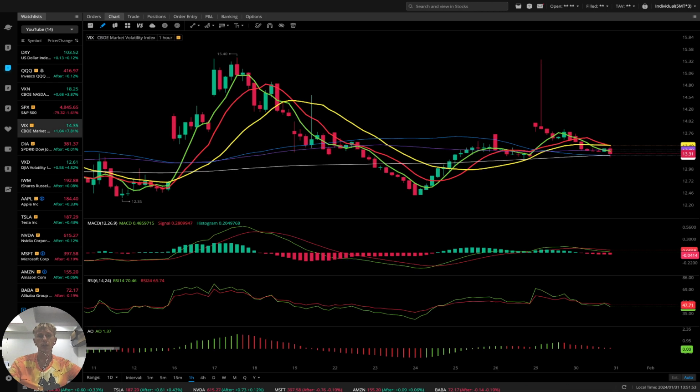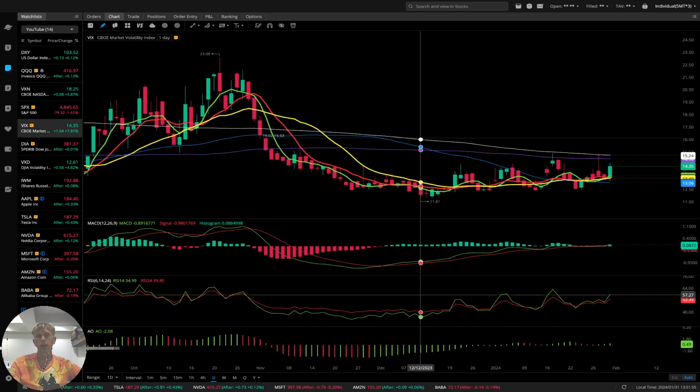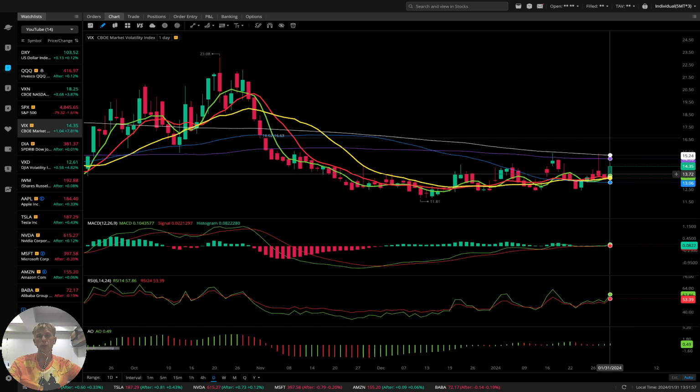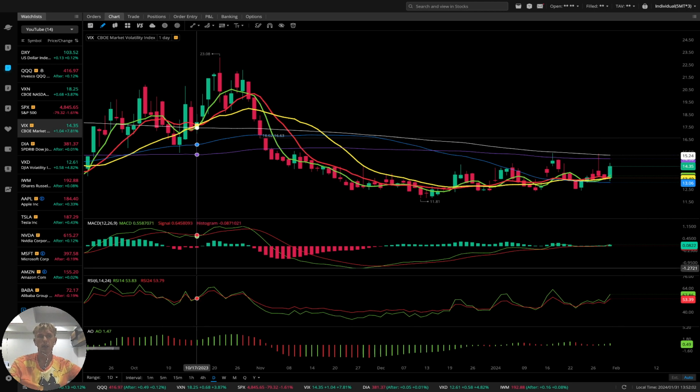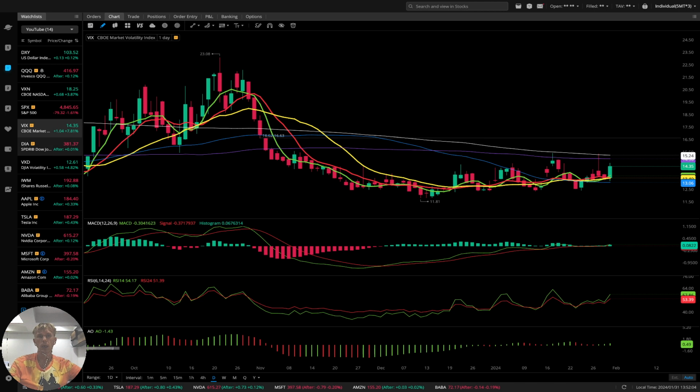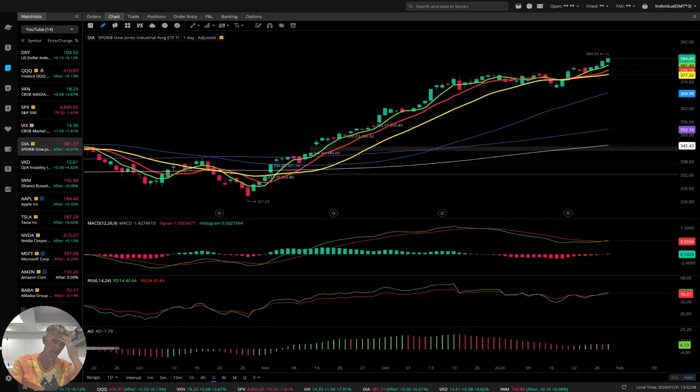VIX volatility index, daily time frame, it did a bullish crossover over 20, bullish reversal signal, it's bearish for S&P 500.